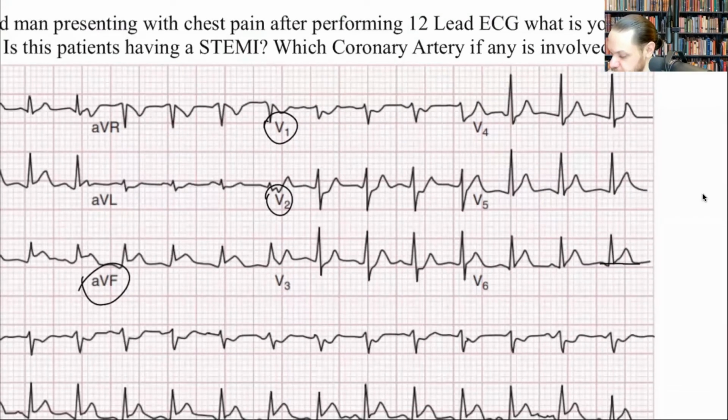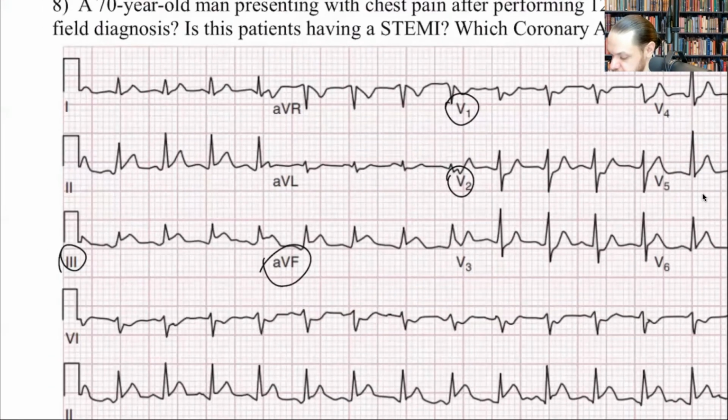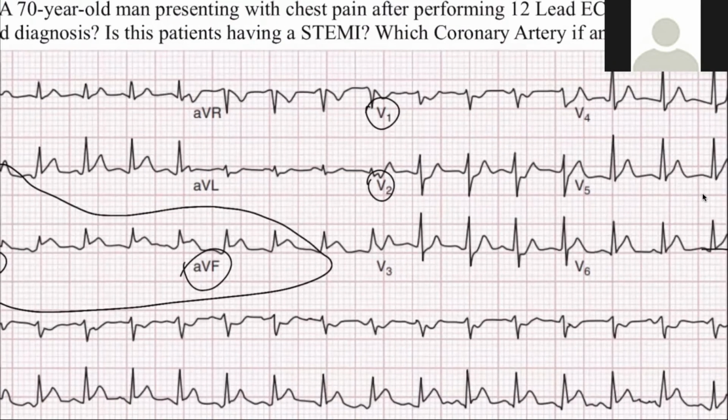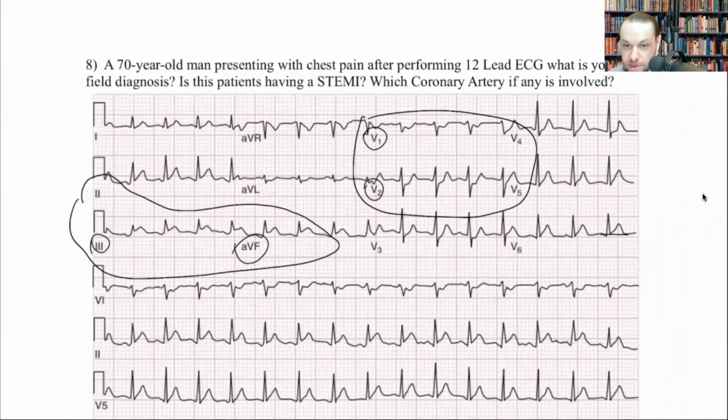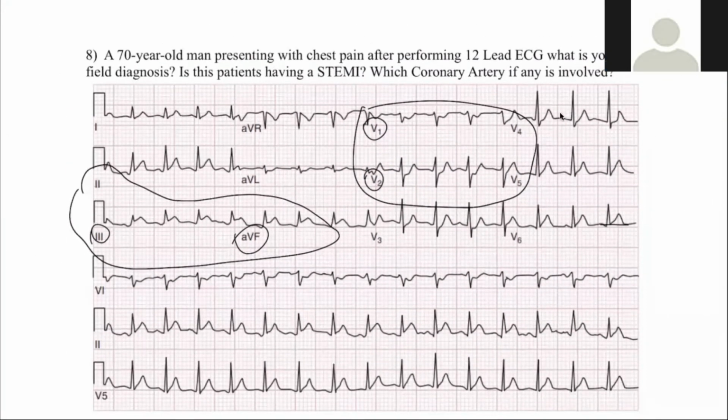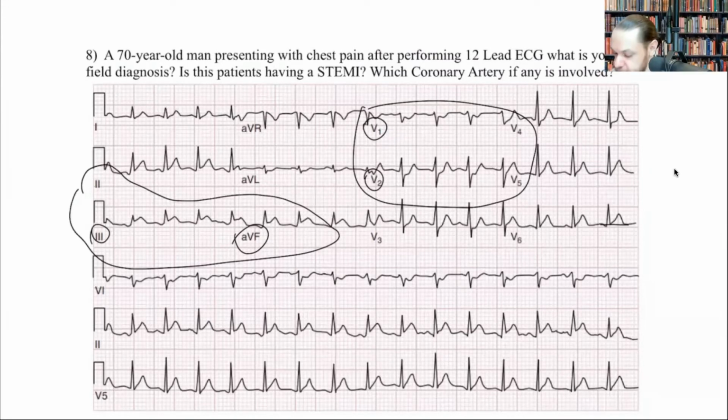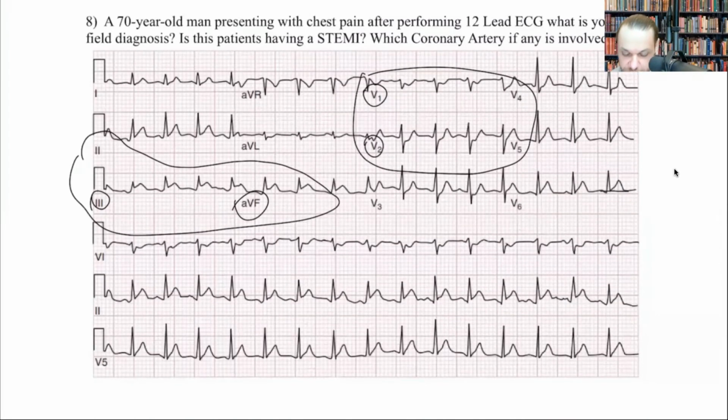But we also said for now we have elevations in the inferior leads, and we have depressions in these leads. What type of EKG would you do next for this? I would want to do the right side. Yeah, right side and do the 15 lead. In this case, they did not do it.